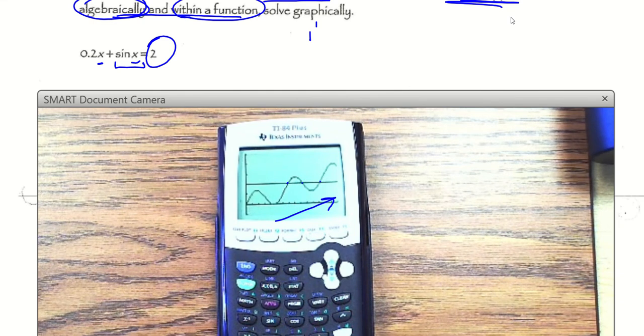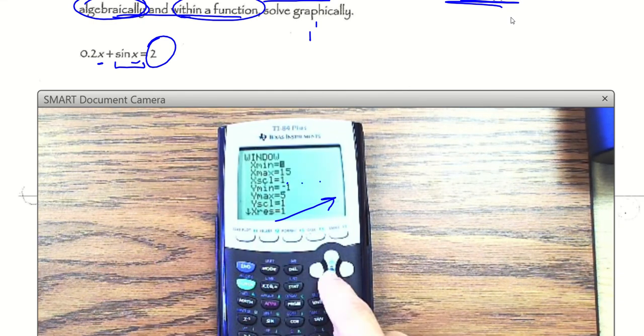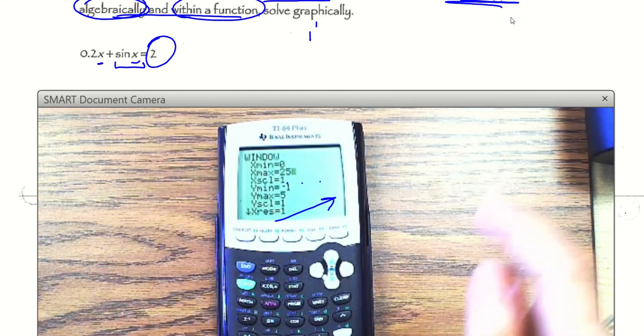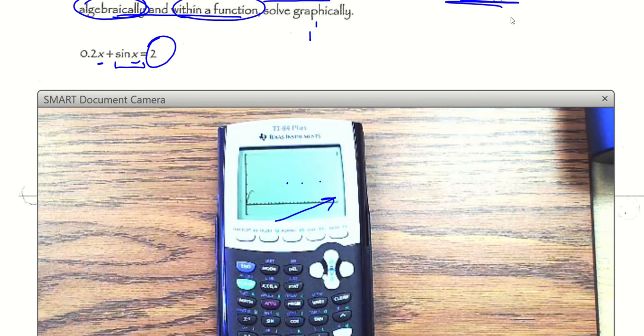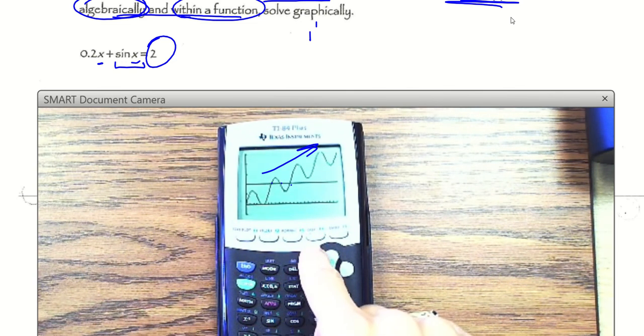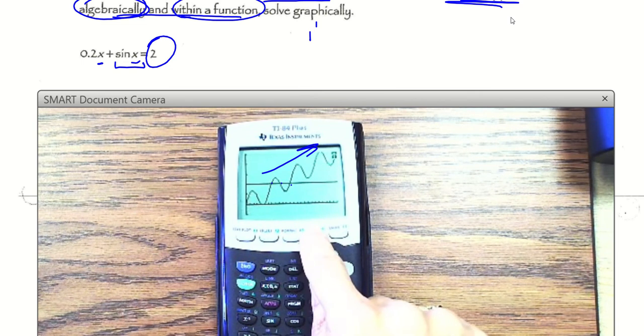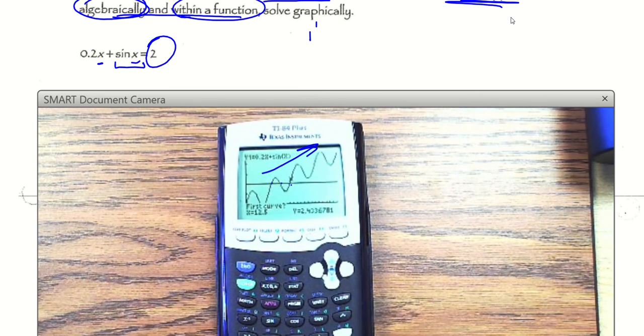All right, let's go back to our window, and let's go a little bigger. Let's make x 25, and let's graph again. Oh, with the way that graph is continually increasing, I run out of intersection points. I only have 3 intersection points. I only have 3 solutions. I find those by going to calculate, second trace. I want to find my intersection point.